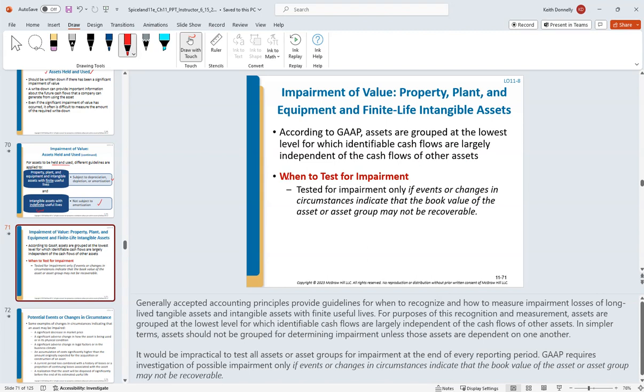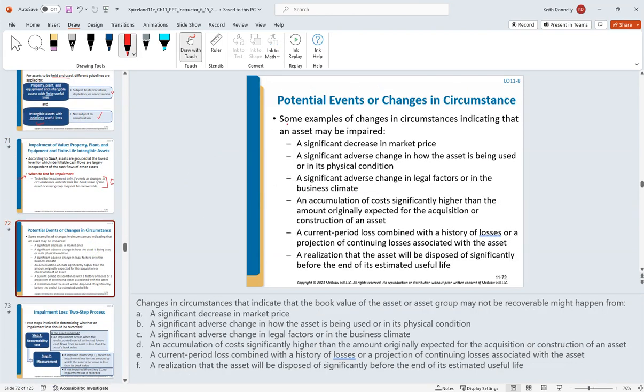When do we test for impairments? In other words, we have PP&E on our books, it's sitting there. Generally, you're not going to test for impairment. When you would test for it is when there's some type of change or event, circumstances that would make it reasonable to test for impairment. In other words, only if something happens that would indicate that the book value of the asset or the group may not be recoverable, right?